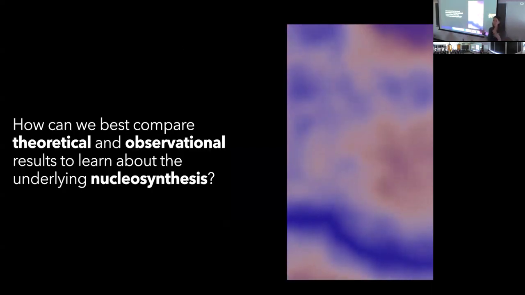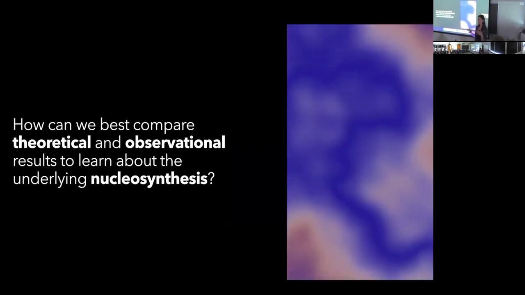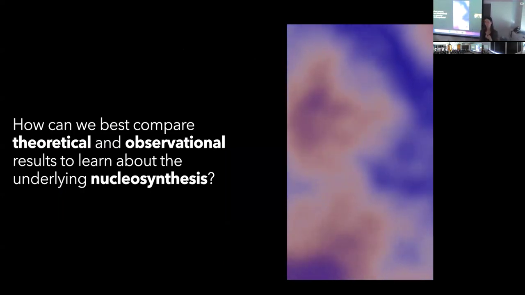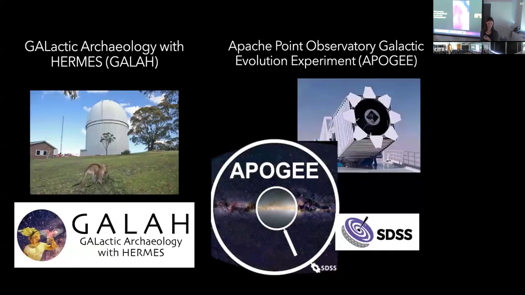Okay, so how can we try to compare these theoretical models and our observations to best constrain the nucleosynthesis and the yields from these different sources? I'm going to talk about abundances from two surveys, mostly from APOGEE, but also a little bit from GALAH. GALAH is a spectroscopic survey based out of Australia, so I like to show this with the kangaroos in front of the telescope.